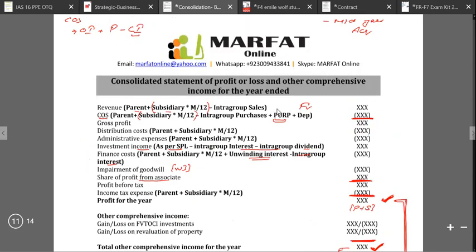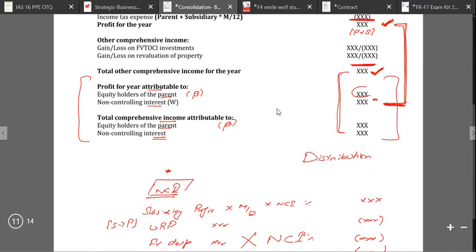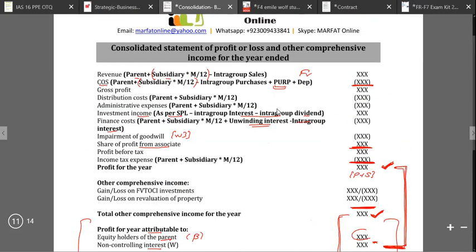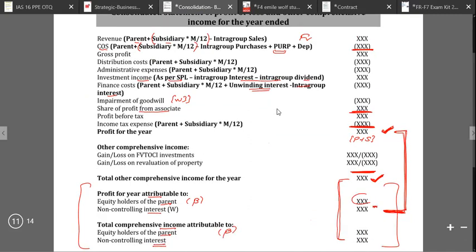This was the income statement. The main principles you need to remember are, first of all, the mid-year acquisition. Then you need to remove the intragroup sales and purchases. You need to remove the unrealized profit. You need to remove the intragroup interest and intragroup dividend.